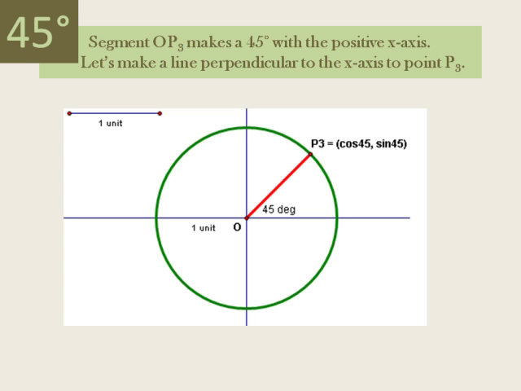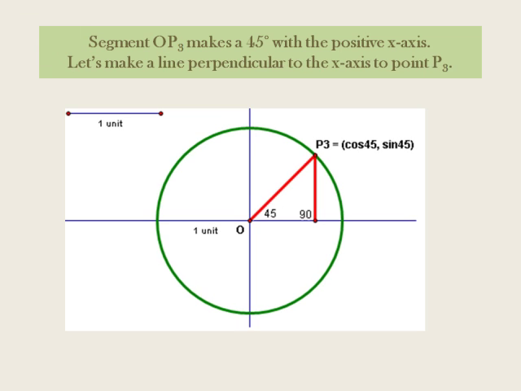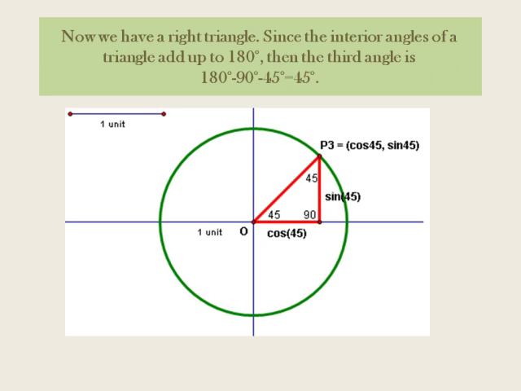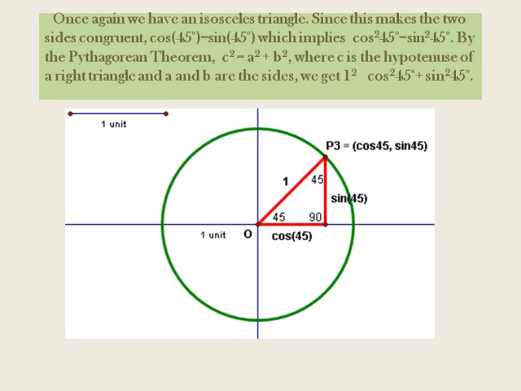Segment OP3 makes a 45-degree angle with the positive x-axis. Let's make a perpendicular line to the x-axis to point P3. Now we have a right triangle. Since the interior angles of a triangle add up to 180 degrees, then the third angle is 180 minus 90 minus 45, giving us another angle of 45 degrees.